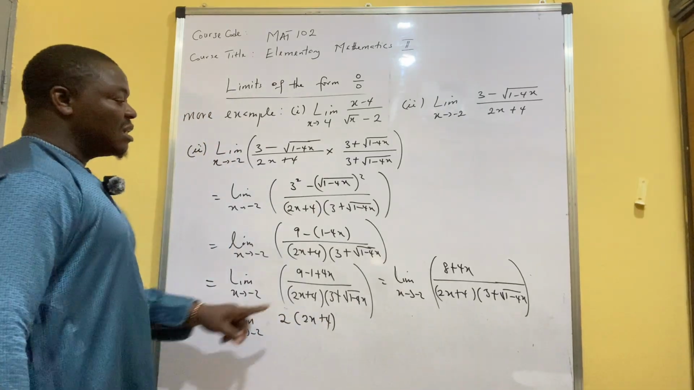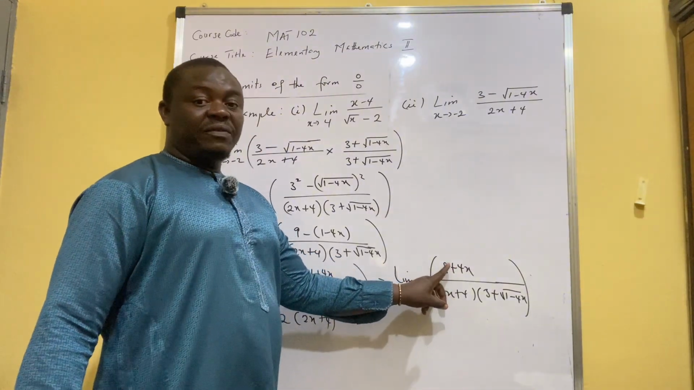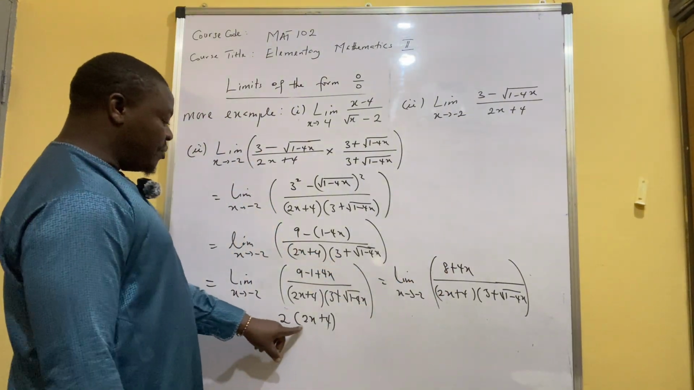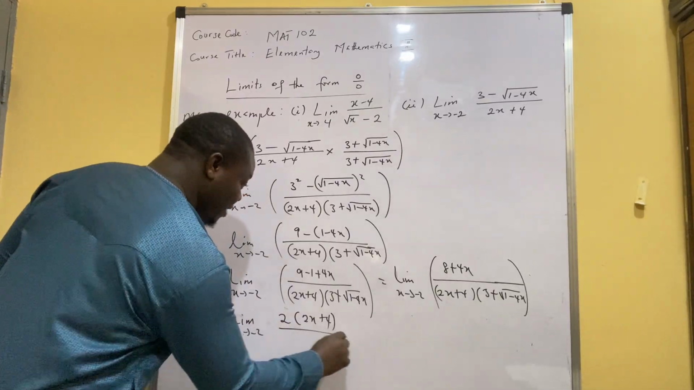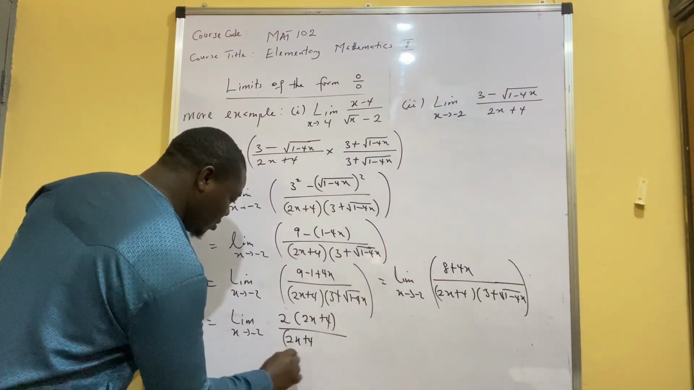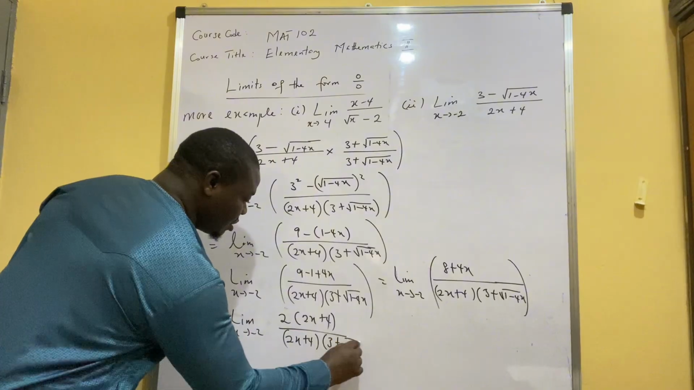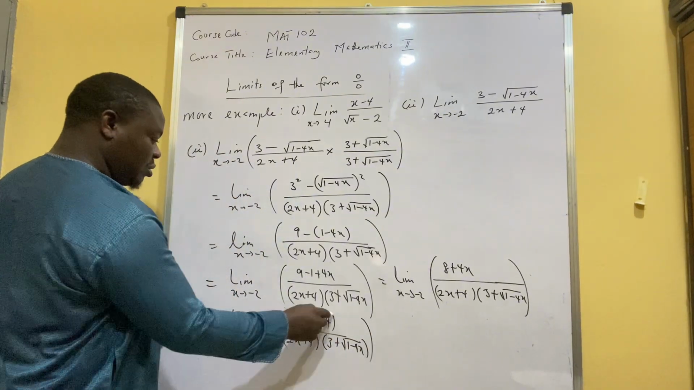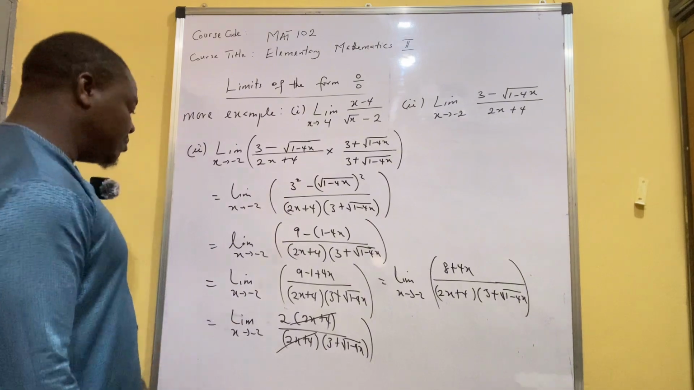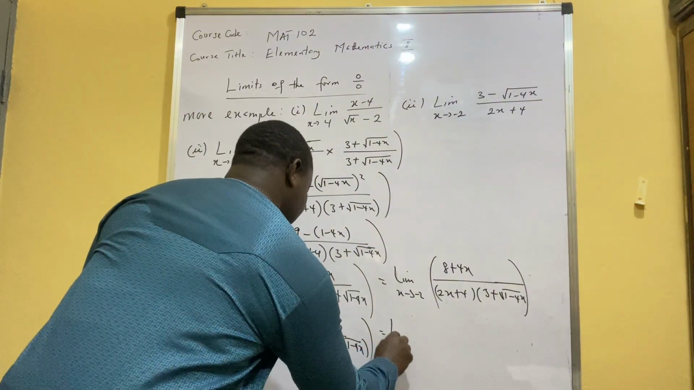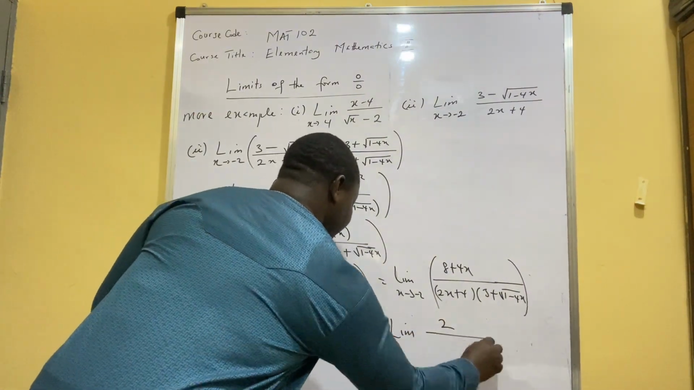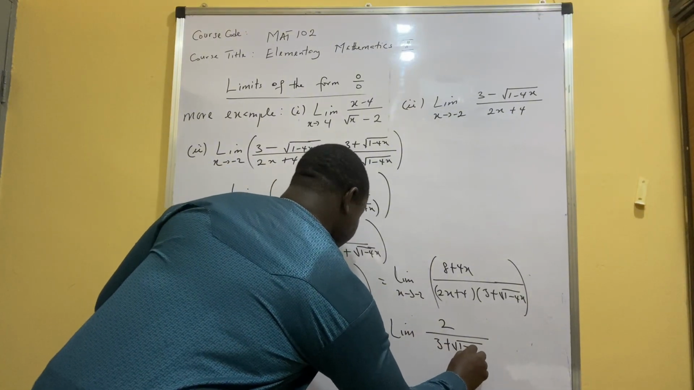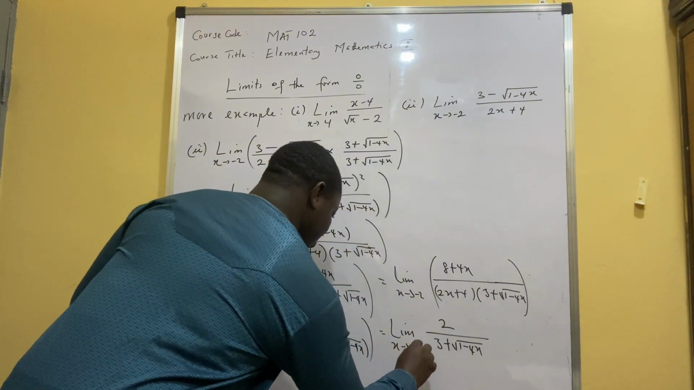So how do I arrive at this? Because I know that addition is commutative, if I change the position, it will still give me the same result. So we have 2 times (2x plus 4), divided by (2x plus 4) times (3 plus root 1 minus 4x). Now 2x plus 4 will take care of 2x plus 4, and what we have left is the limit of 2 divided by 3 plus root 1 minus 4x as x tends to minus 2.